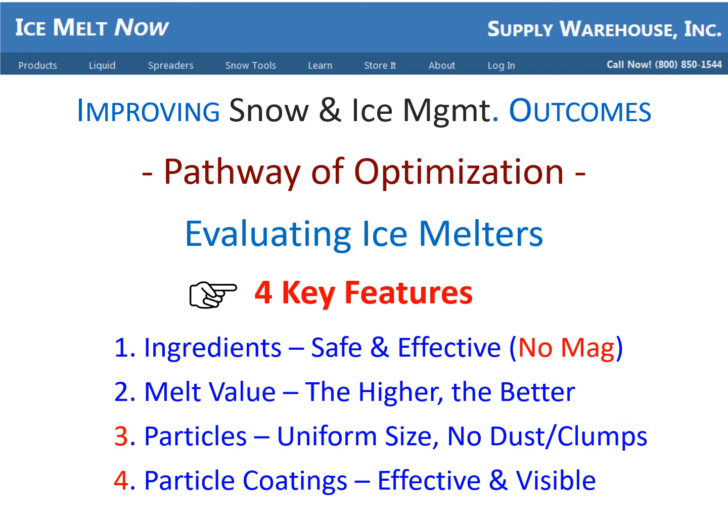The pathway to optimization in better snow and ice management requires a good evaluation of ice melters, and there are four key features to look at. 1. The ingredients. Are they safe for concrete and for your plants and surroundings? 2. Melt values. Do you know what the melt values are to have an effective product? 3. Particles. Are they uniform, ideal size to go through the spreader better? 4. Particle coatings also make a difference, improving effectiveness and visibility.